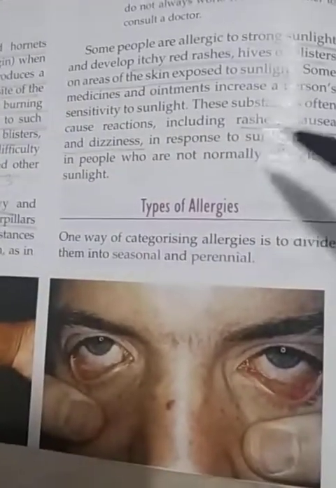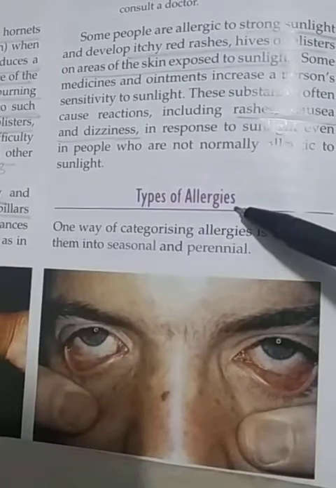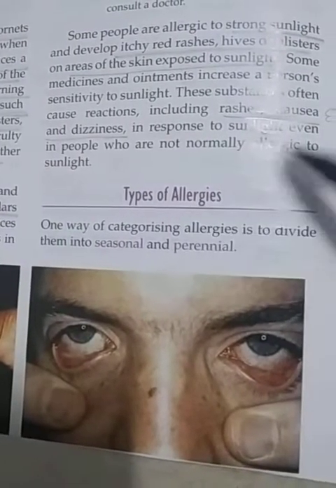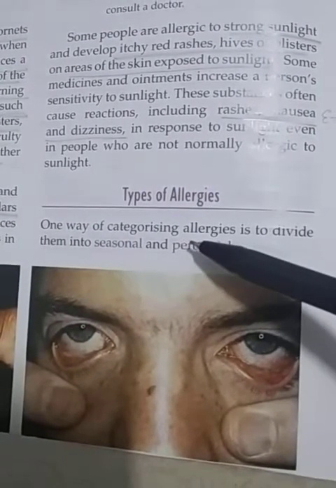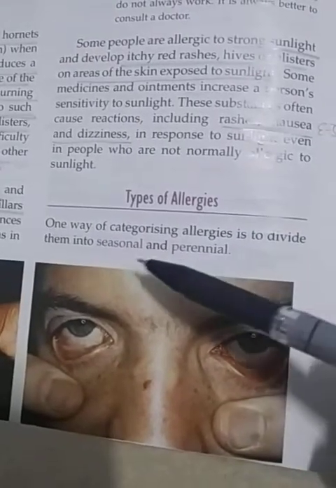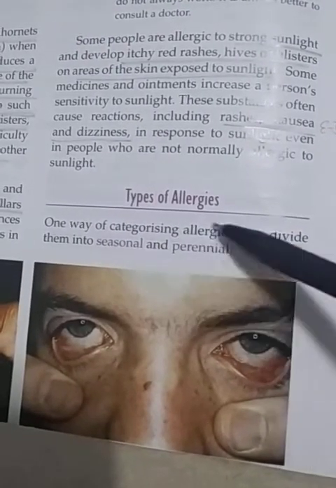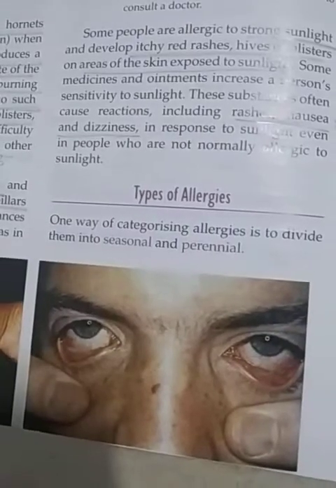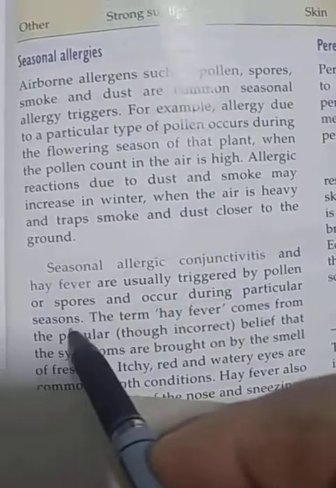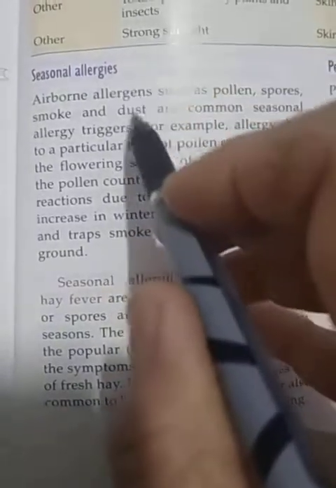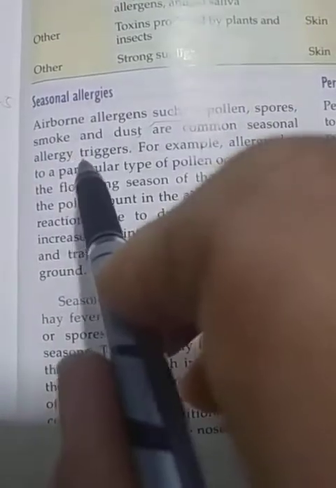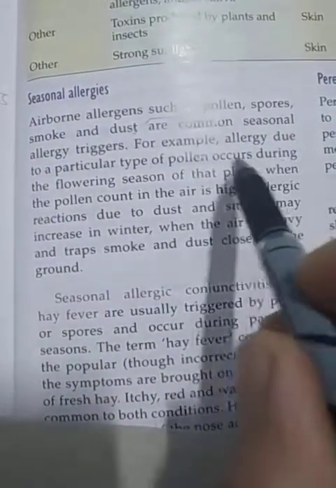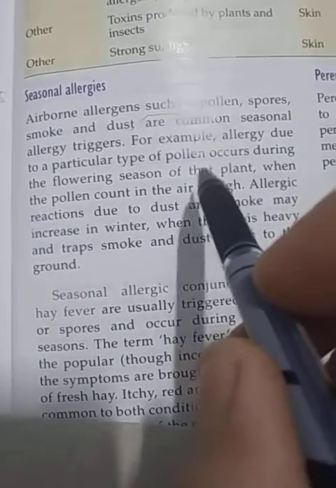So the next topic is types of allergies. Allergies can be categorized into two types: seasonal or perennial. Seasonal allergies occur during a particular season. Airborne allergens such as pollen, spores, smoke and dust are common seasonal allergy triggers. So these cause seasonal allergy, which occurs during a particular season.